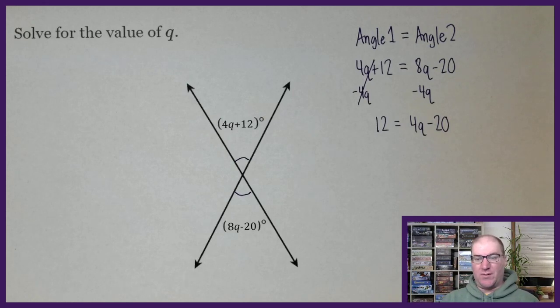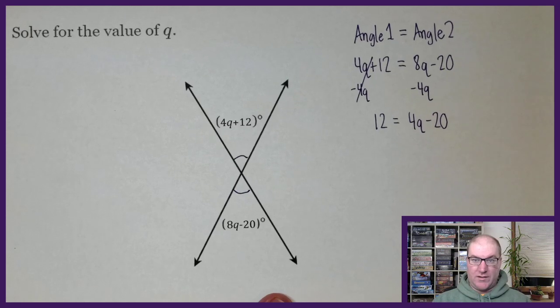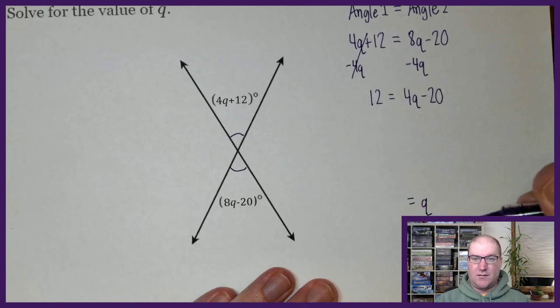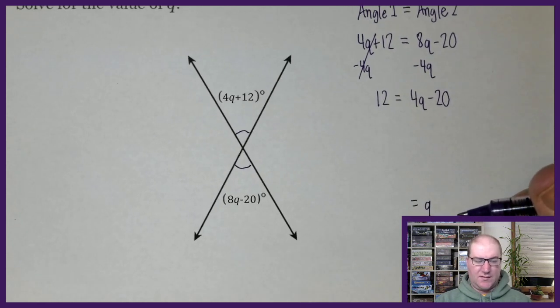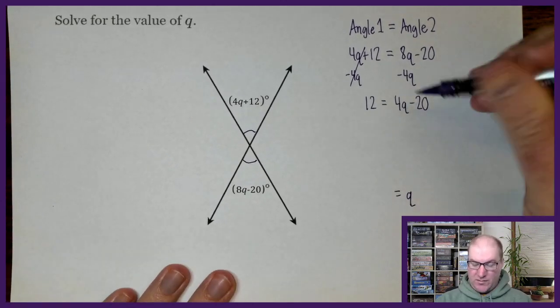And now we have our typical equation setup. Now that we just have one variable on one side, let's do what we normally do. Let's use inverse operations to get the q by itself. So when we're all done in this problem, we're going to see that Q equals something, right?